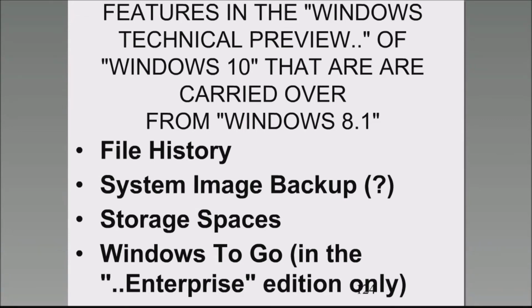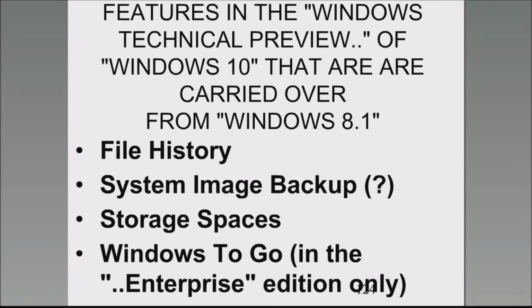System image backup used to be called Windows Backup and Restore. In Windows 7 it became, in Windows 8 it was renamed to Windows 7 File Recovery. In Windows 8.1, it was renamed to System Image Backup. And in Windows 10, at least the initial preview of it that is available now for everybody to play with, it is also available as System Image Backup.